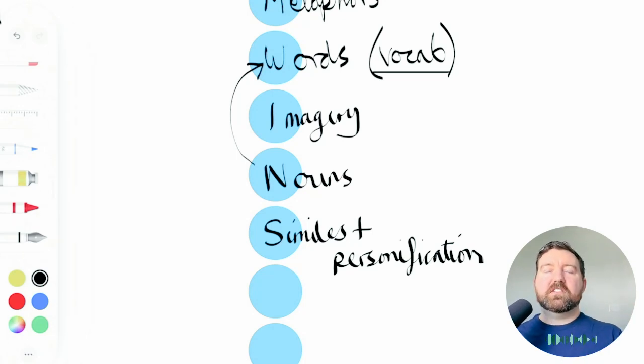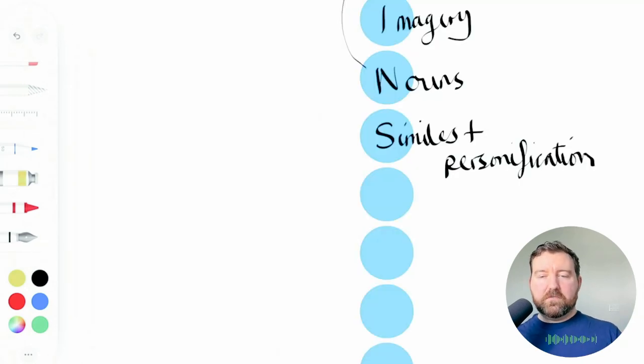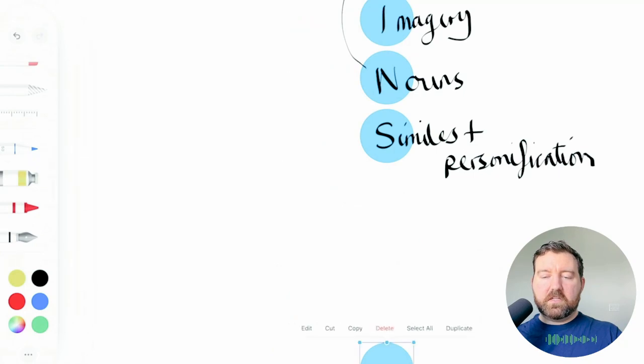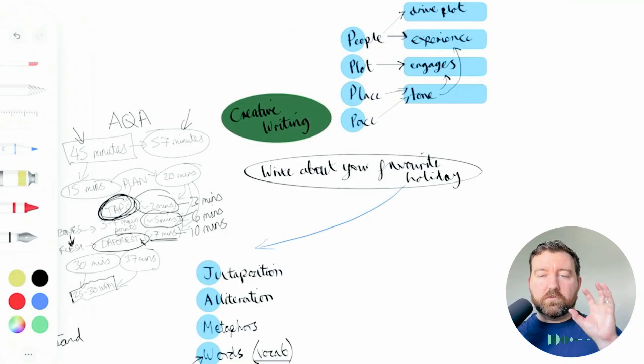That can be really interesting to add more atmosphere and tone to your story. Then we've just got a bunch of blue dots that we don't need for today, so I'm just going to get rid of them. To recap, we've got creative writing.